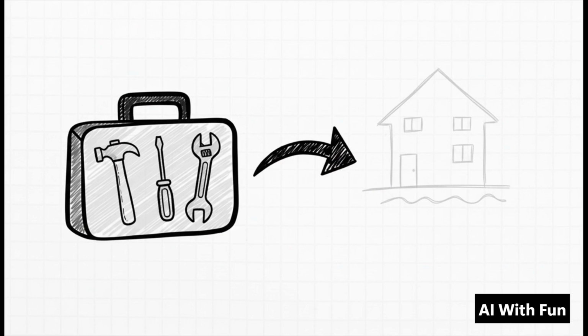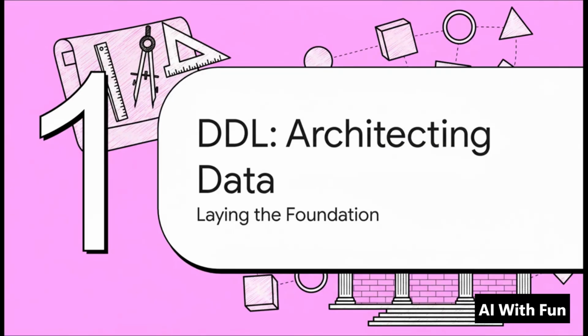The best way to really understand these tools is to actually use them. So for this explainer, we're going to build our very own data house from the ground up, and we'll use a different SQL toolkit for each stage of the construction. First things first, every project needs a blueprint. And in the world of data, that blueprint is made with our very first toolkit, DDL, which stands for Data Definition Language. This is where we lay the foundation and actually design the structure of our house.